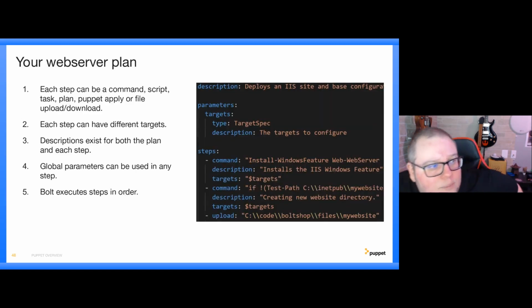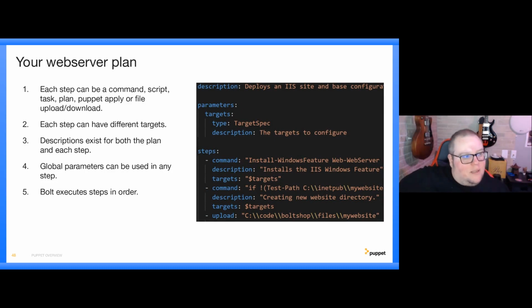So kind of walking through the web server plan here. The idea here, if we start looking at what we're doing, we have parameters. We have a description at the top. This is going to deploy the IIS site in the base configuration. We have parameters that, you know, target spec is a type of, it's basically the object with all the connection information for your system. And then we have steps, and it's just as easy as we list the step. We can list a description and the targets we want to hit with it. Targets can be, you know, again, mixed and matched. So if we have to split this between front end, back end servers, anything like that, we're fully capable of doing that here.